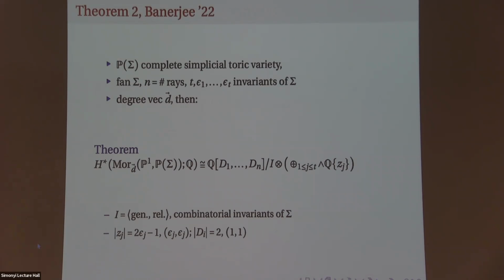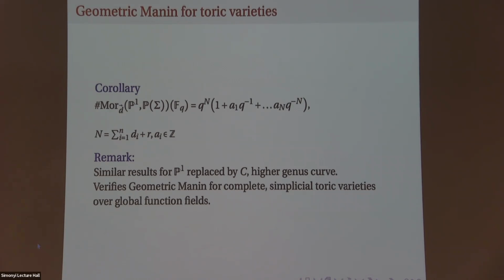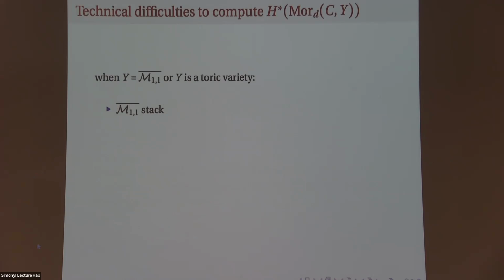Okay. Right. So just a remark that I made earlier, that similar results hold for P1 replaced by C, some higher genus curve. And this verifies the geometric Manin for complete simplicial toric varieties over global function fields, which are function fields of Riemann surfaces. So now the question is, what are the technical difficulties to compute something like this, especially given the strategy that Siegel set up back in '79?